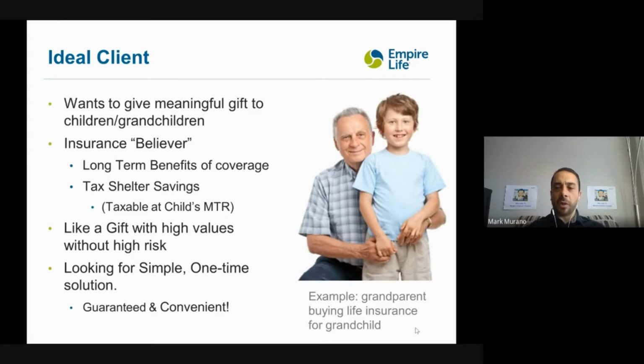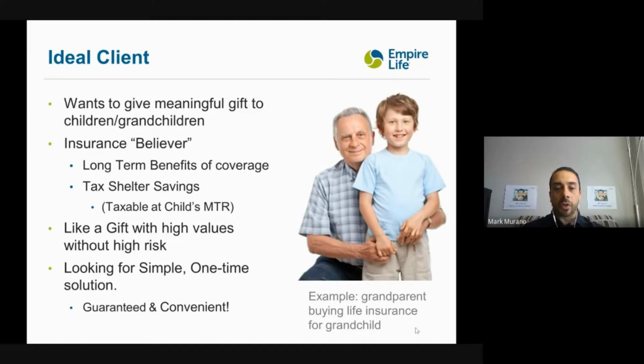And again, they can give cash or other types of monetary amounts, but typically we find these sales are for insurance believers. They purchase insurance on themselves, they see the value of it, they own insurance on themselves, and feel as though there'd be a tremendous gift and future prosperity by giving a contract to a child or grandchild, with long-term benefits and tax-sheltered growth, and understanding that any future taxation would not be in the hands of the grandparent but in the child's hands once they take over ownership. So it's a wonderful gift that gives tremendous value without any sort of large risk involved.